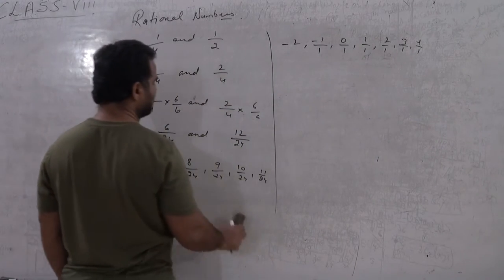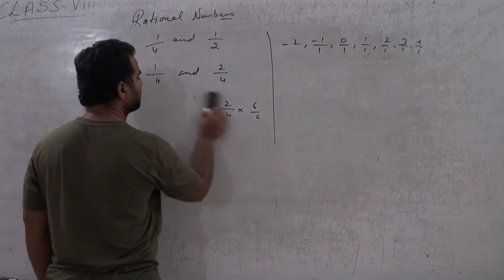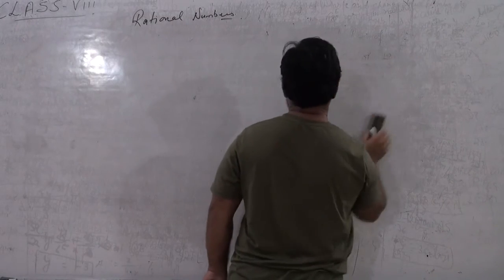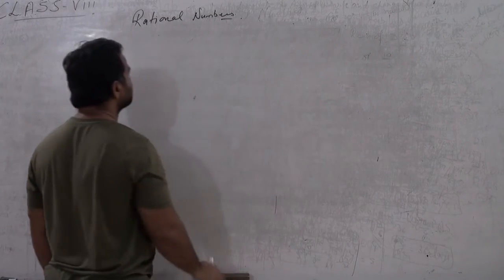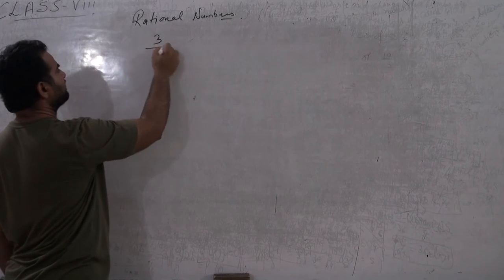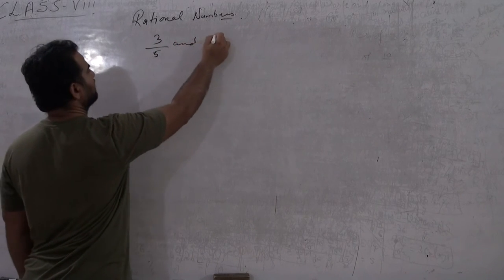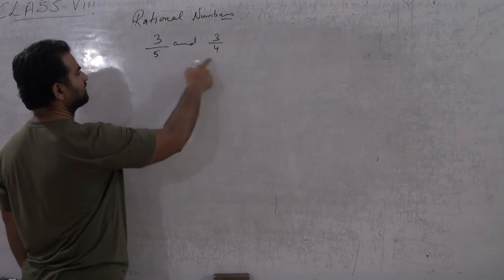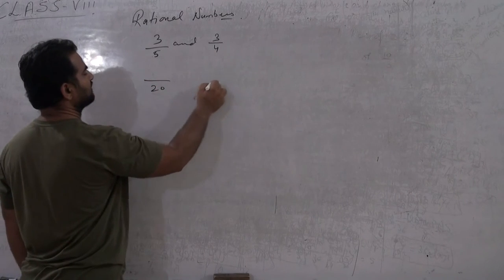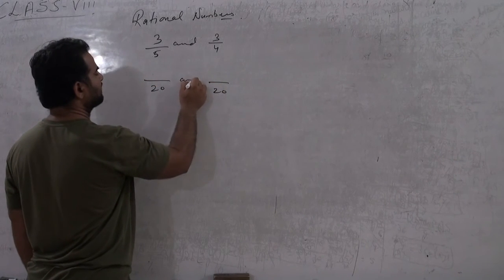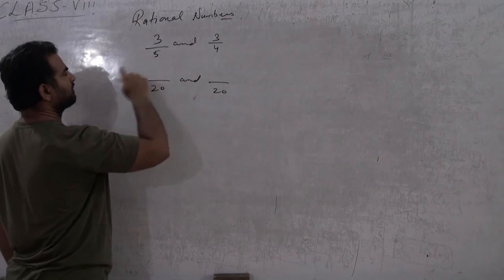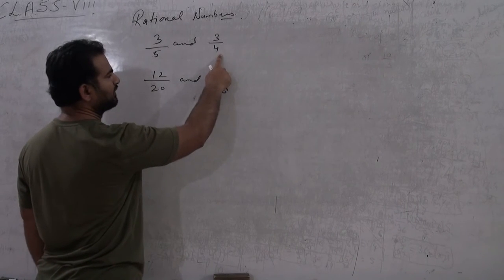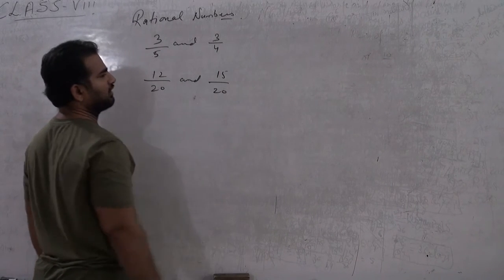How many do you have to find? 10. Between 3 by 5 and 3 by 4. I think all of you know it. First of all, LCM. The LCM of 5 and 4 will be 20. This will be over 20 and this will be over 20. Divide 20 by 5, that will be 4. 4 into 3 will be 12. Divide 20 by 4, that is 5. 5 3s are 15.